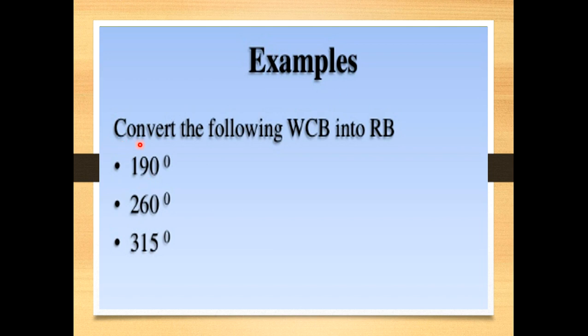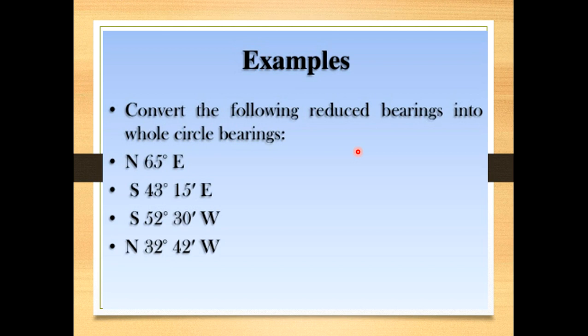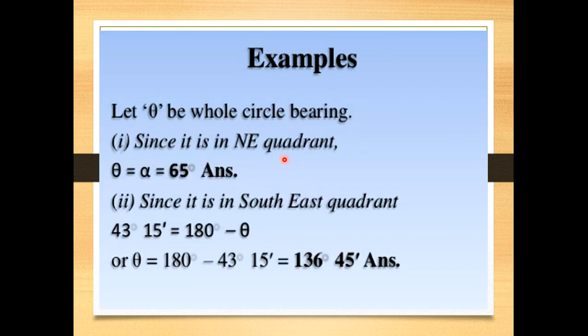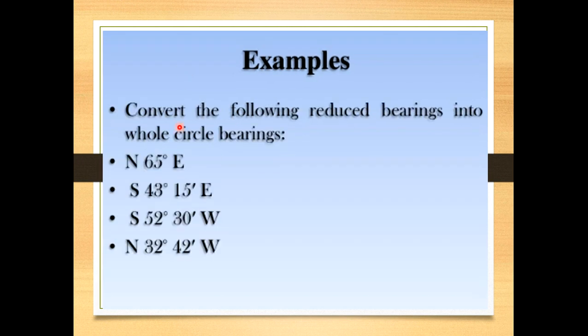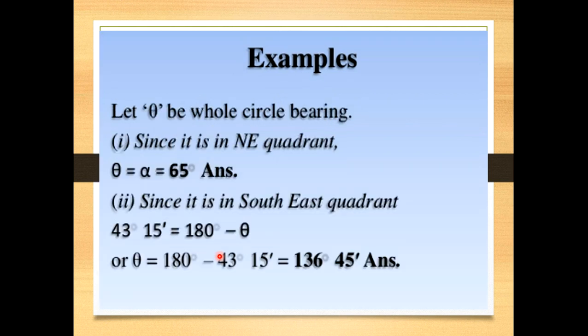This is the example. Convert the following WCB into RB. This is the next example. Convert the following reduced bearing into whole circle bearing. So the reduced bearings are written in quadrant form: first is N 65 degree E, then second S 43 degree 15 minute E, S 52 degree 30 minute W, and N 32 degree 42 minutes W.